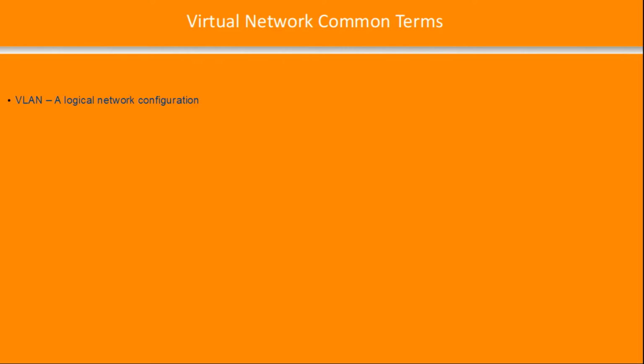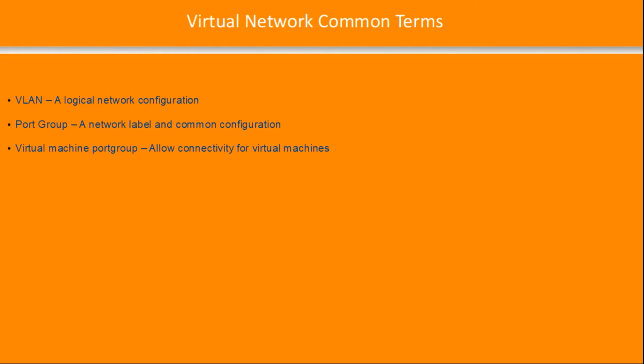We start with VLAN, which is a logical network configuration and found in regular networking. On the virtual network, we define port group, which is very similar in functionality and concept to the VLAN, where two virtual machines having the same network label and configuration will be able to communicate with each other.